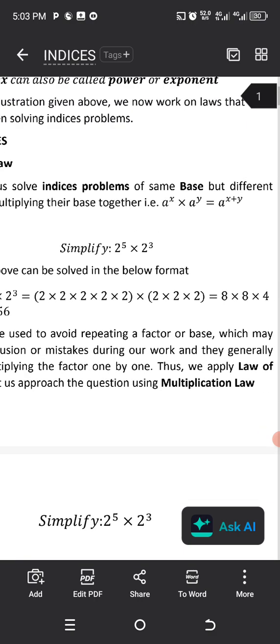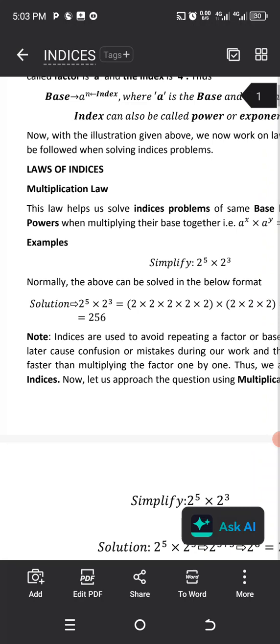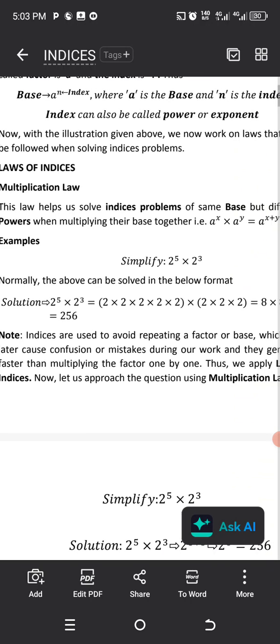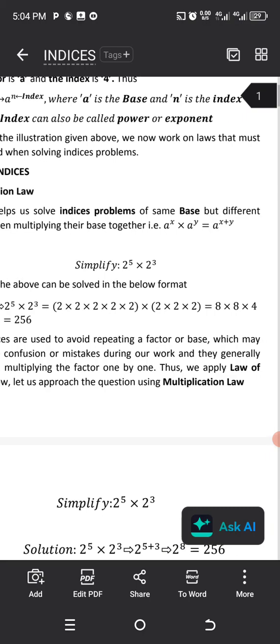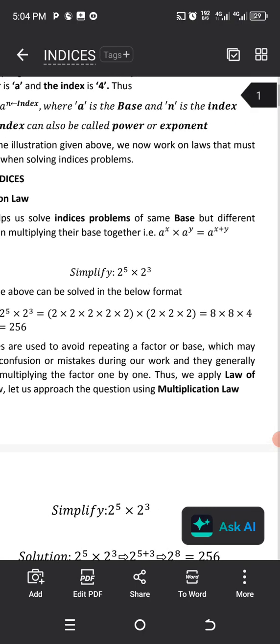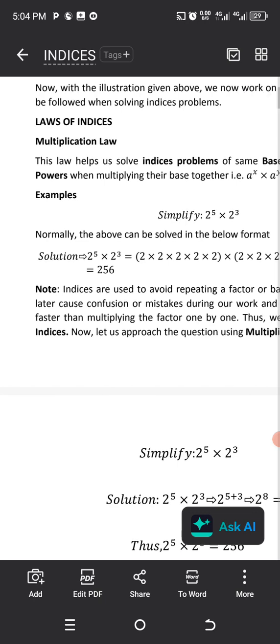Normally, the above can be solved in the format we are familiar with. 2 raised to power 5 multiplied by 2 raised to power 3: the power 5 tells you the number of times you are multiplying 2 with itself, which is 5 times, that is 2 times 2 times 2 times 2 times 2. And 2 raised to power 3 is 2 times 2 times 2. So 2 times 2 times 2 gives 8, another 2 times 2 times 2 gives 8, and 2 times 2 gives 4. That is why we have 8 times 8 multiplied by 4.